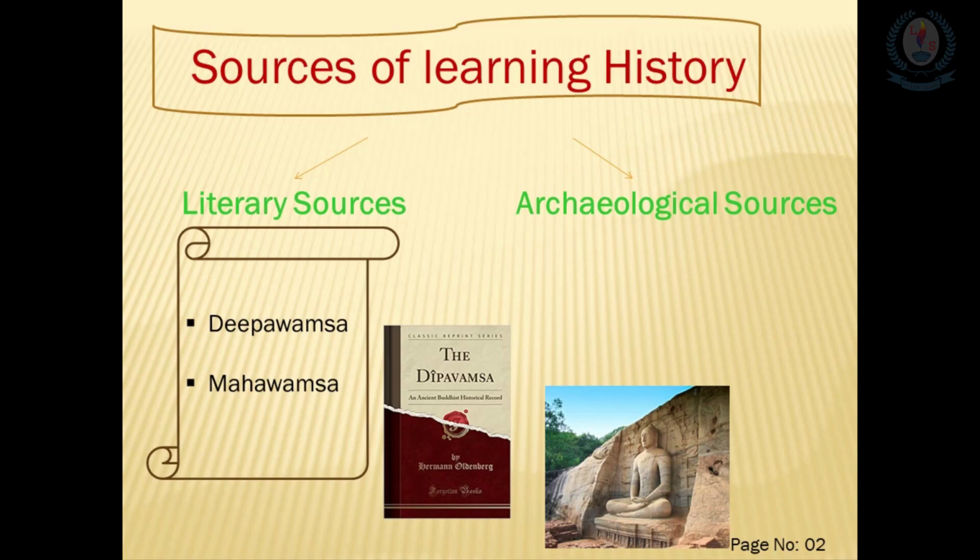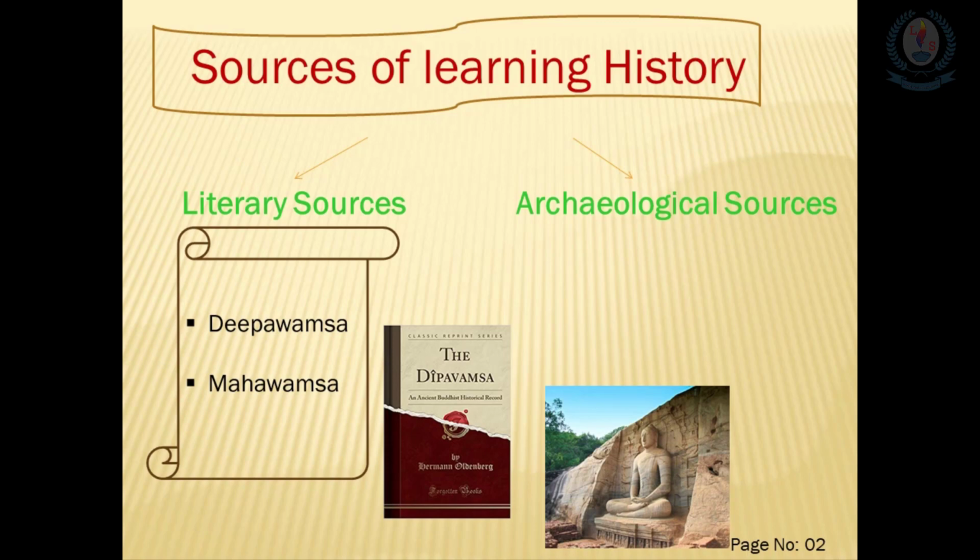Deepavamsa is considered as the oldest literary source in Sri Lanka. Literary sources can be divided into two, as local literary sources and foreign literary sources. The books which have been written by local authors or Sri Lankan authors are known as local literary sources, and the books which have been written by foreign authors are known as foreign literary sources. Some foreign authors have come to Sri Lanka and collected facts about Sri Lanka and wrote about Sri Lanka. But some foreign authors have heard about Sri Lanka from others and wrote about Sri Lanka.